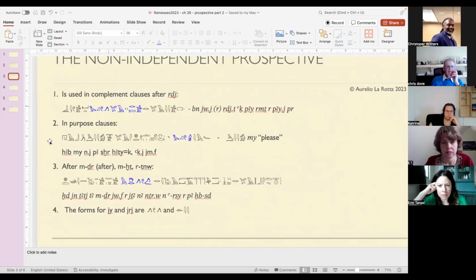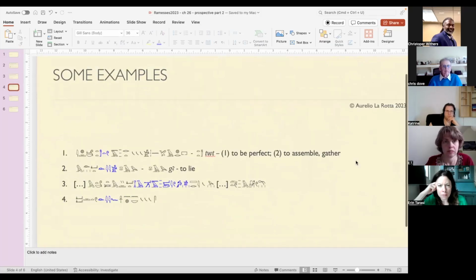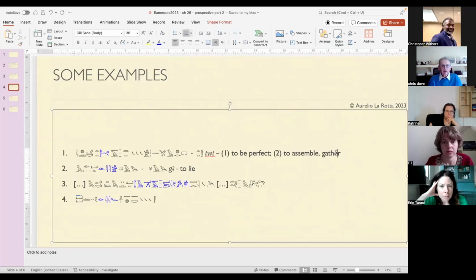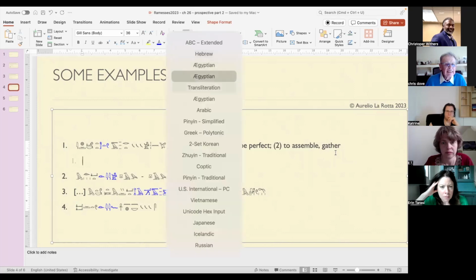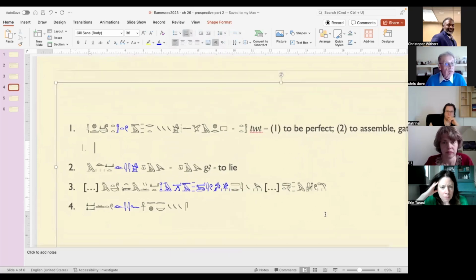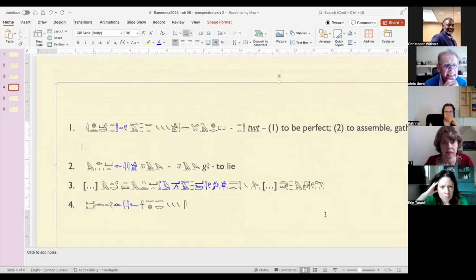Three different cases after LD in purpose clauses and after some prepositions. And knowing that, let's go right into it. As usual, I've prepared a bunch of examples, and I think I've glossed most of it. But if there's something you don't know, just let me know. Whoever wants the first one. I think most of them are not in Iver. I had to search around a little bit, but it shouldn't be too hard. All right.